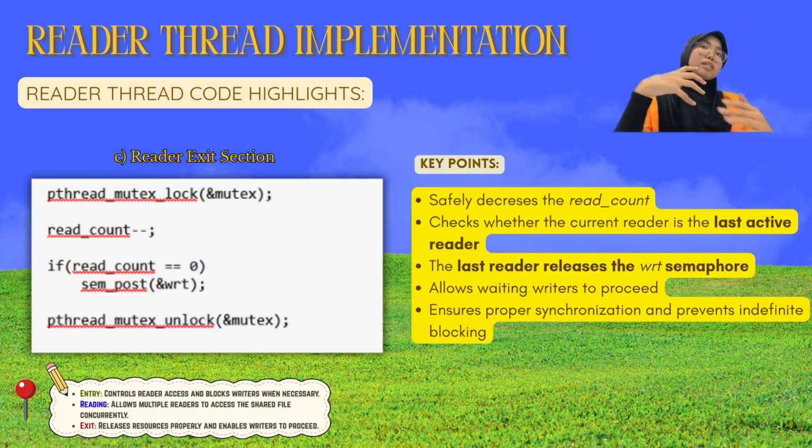Finally, let's talk about how a reader exits cleanly. Once a reader is done reading, it needs to properly release its hold on the shared resource. So we lock the mutex again and decrement read count. Then we check if read count equals 0. That means this is the last active reader. So we call sem_post(&wrt) to signal the WRT semaphore, which wakes up any writer that was waiting. Then we unlock the mutex. This exit logic is just as important as the entry logic, because if we don't release the semaphore correctly, the writers will be blocked forever, which is exactly the kind of deadlock we're trying to avoid.